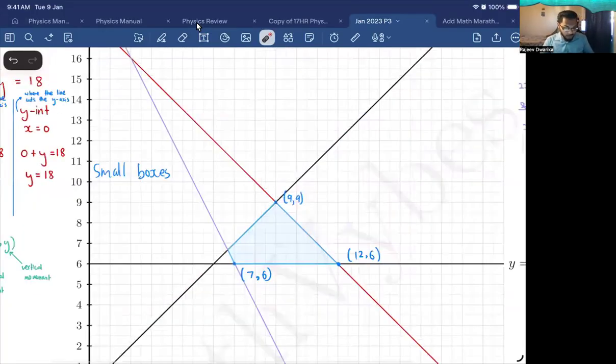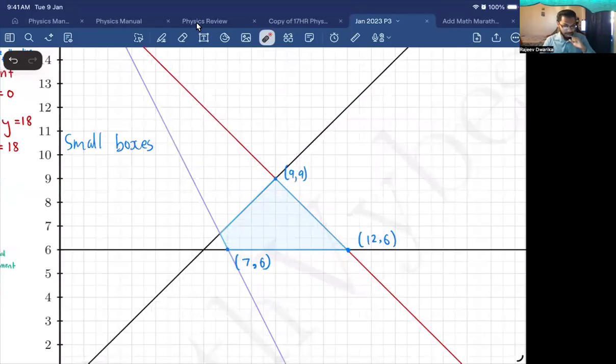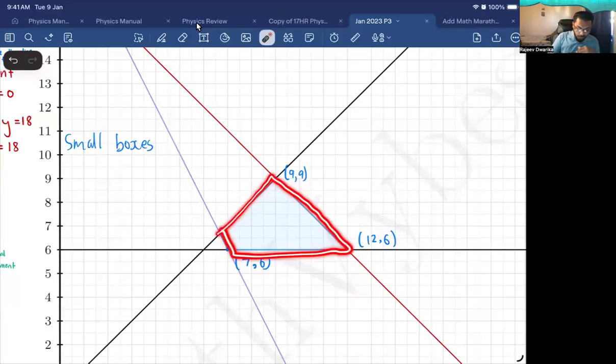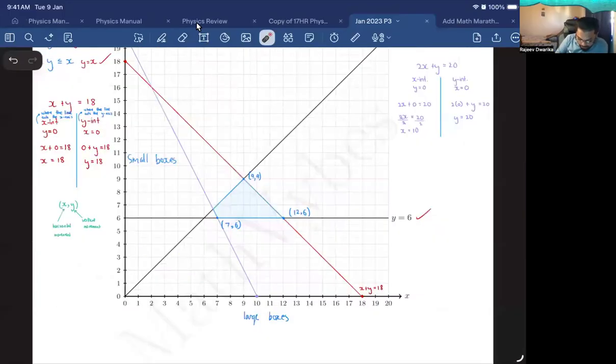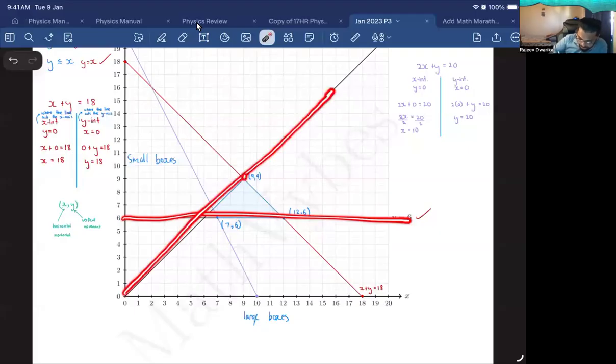Is anybody confused as to why I shaded this region? This is the common region. And the hack, in case you all want to know, right? Darius, can you see that this region here is enclosed by all the lines? Yes, sir. So watch, right? It is enclosed by this line, it is enclosed by that line, it is enclosed by that line, and it is enclosed by that line.